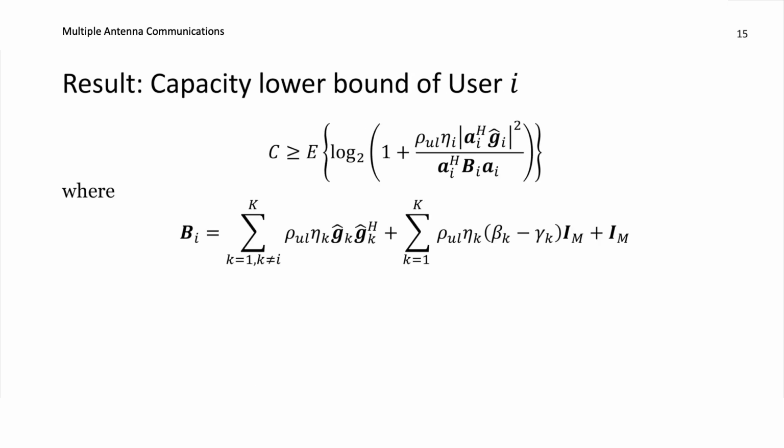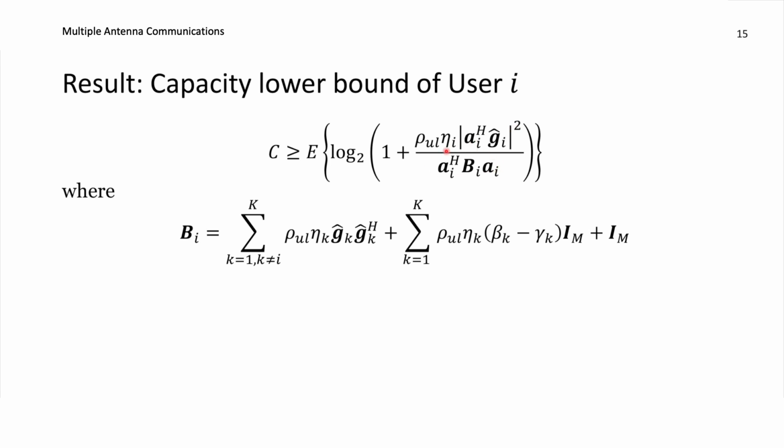If we put all of these complicated computations together, we get this type of structure. So we have an expected value of log2 of 1 plus rho uplink and eta_i. Then we have the inner product between A_i, the receiver filter for user i, and the channel estimate of that user, and absolute value square.